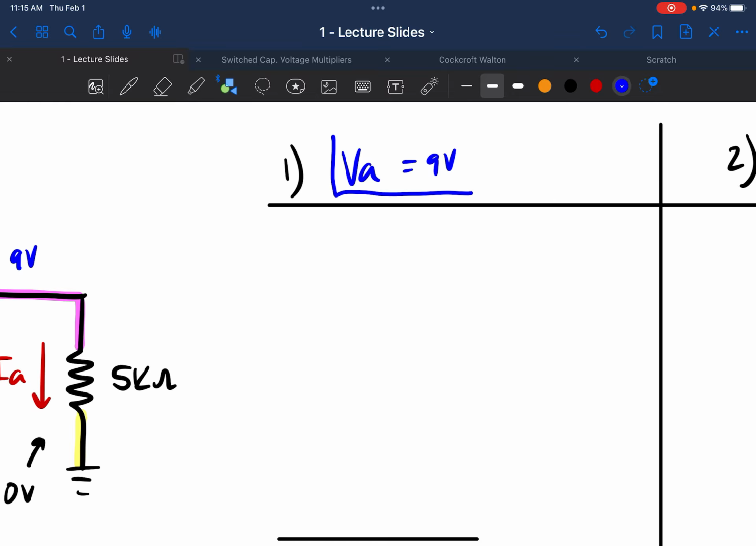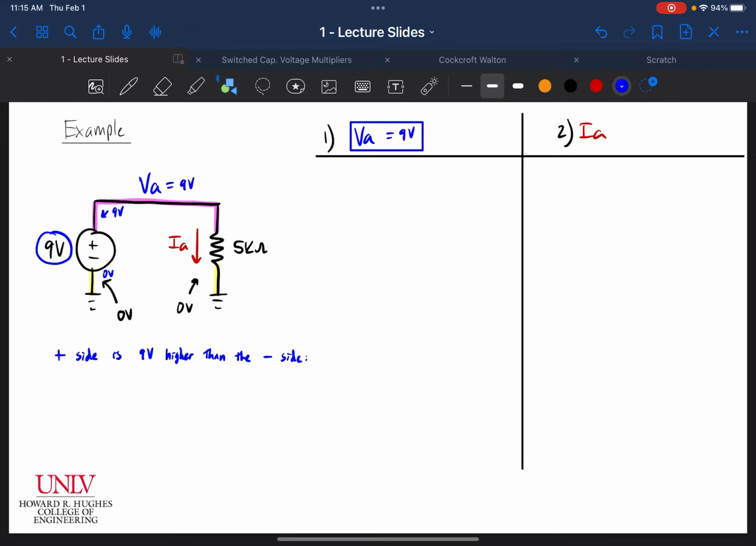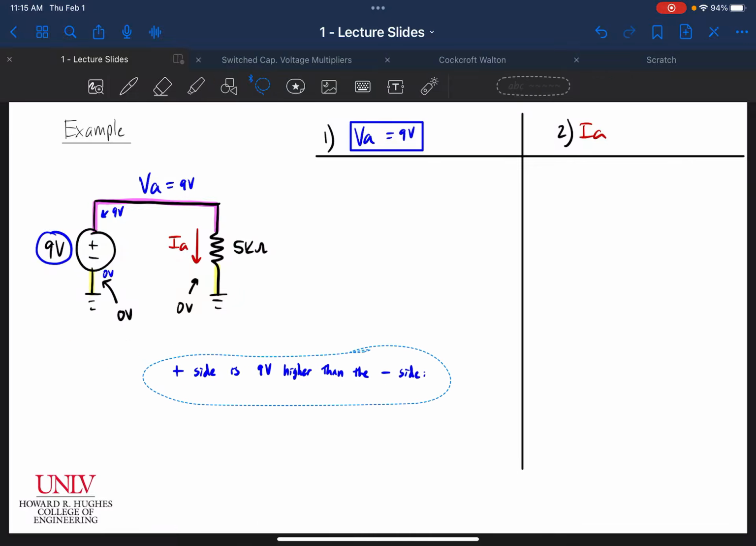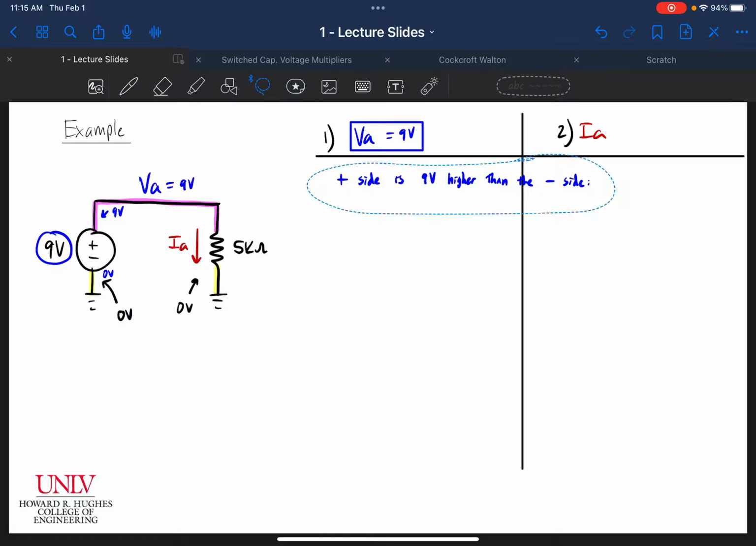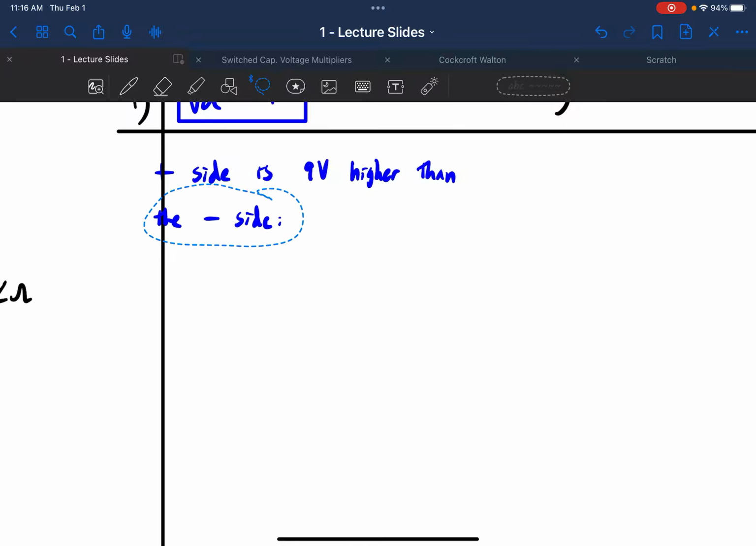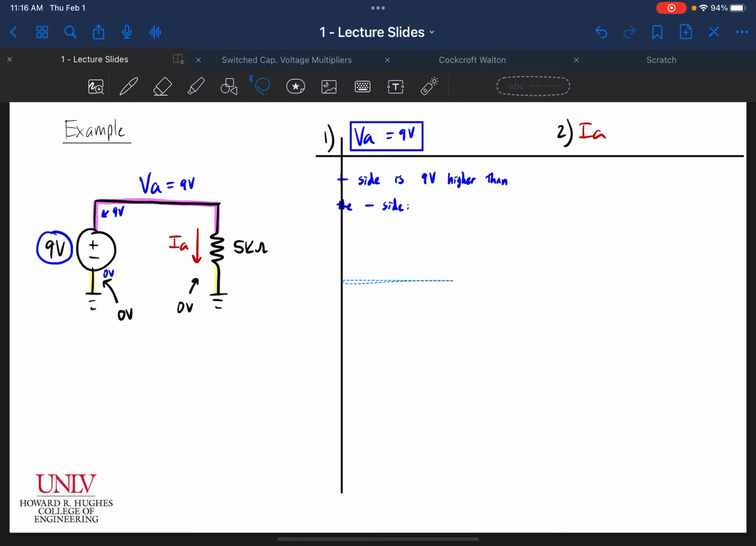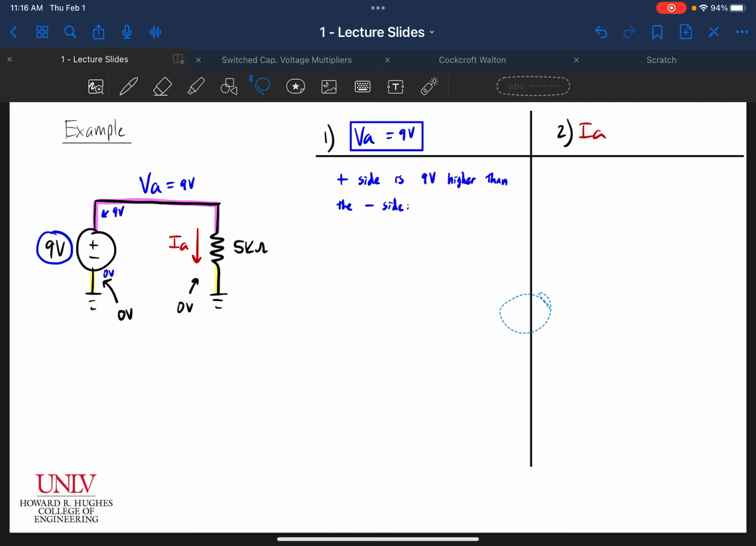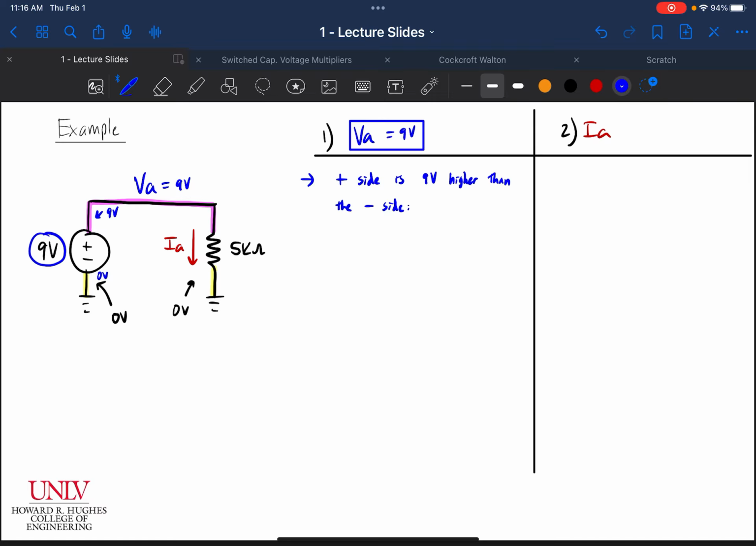I would go ahead and box my answer. And I can move my work for VA over to my little column here, just to keep everything clean. I'm going to drag the black line too. Sorry guys, I'm still learning GoodNotes. So we said that the plus side is 9 volts higher than the minus side, and thus the plus side is at 9 volts. That's our reasoning for finding VA to be 9 volts.